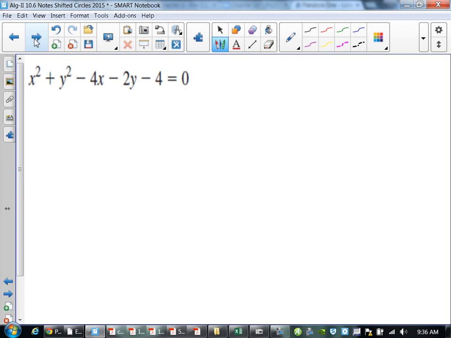Now we need to rewrite it into the standard form. Remember last week when we had to do the completing the square? Okay, it's basically the same thing.